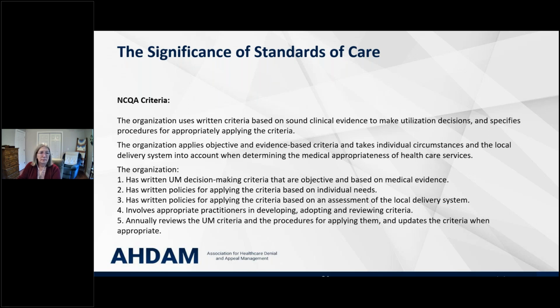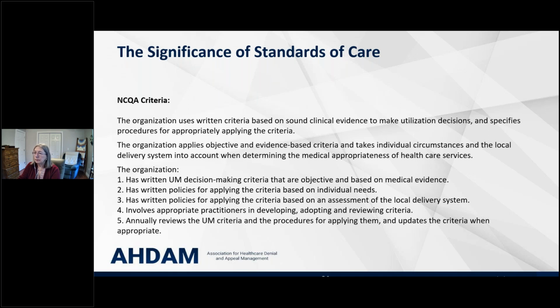And when you actually go into the NCQA UR criteria, what Denise has pulled up is a discussion of the appropriateness and use of standards of care by the insurance organization, so that they need to have decision-making criteria that are objective and based on medical evidence. And I think that's one of the significant things that we're discussing today, is how to bring objective medical evidence into the appeal process. More importantly, number 2, has written policies for applying the criteria based on individual needs. This echoes what we've discussed already, that you can't take a one-size-fits-all approach to a particular patient.